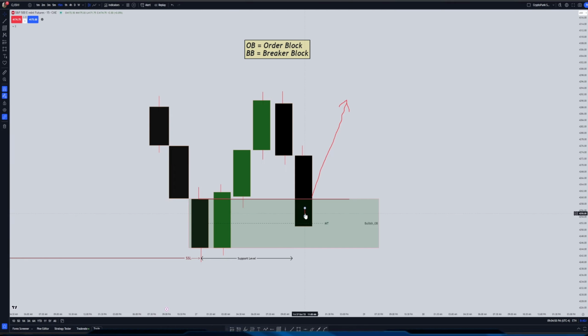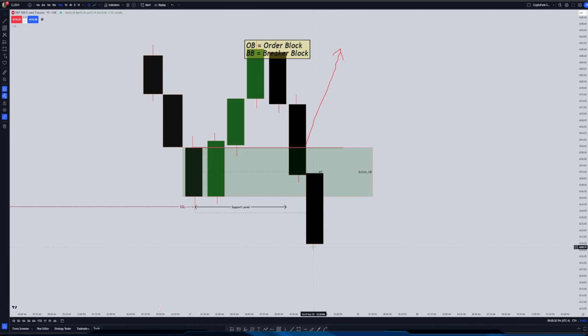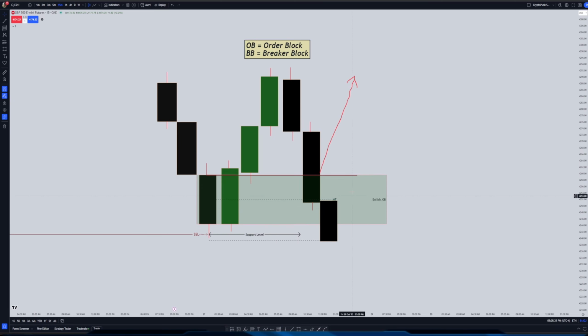Why? Because price may come and revisit the support level one more time, or the recent low one more time. So the recent low becomes here, price may create a candle like this, and on the next candle it may come like this, and then it may give the reaction towards the upside. So then this will become your new order block. But don't get confused, I will give you the example, it will be clear.